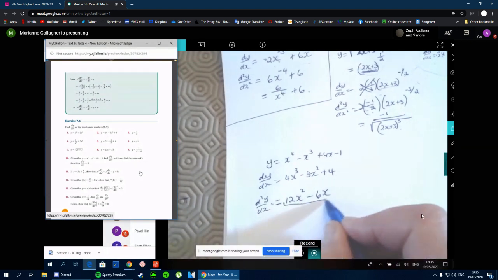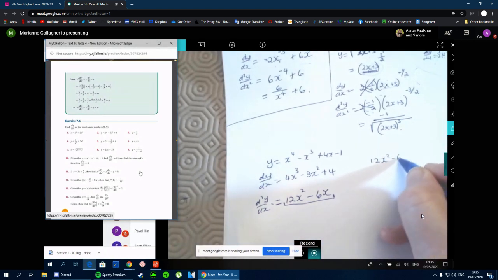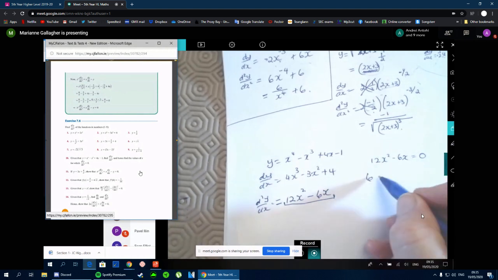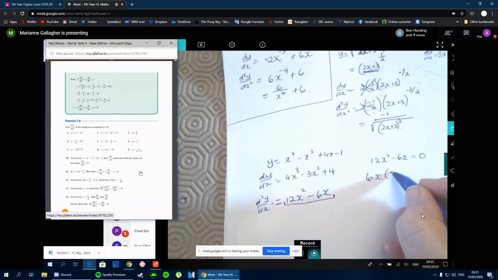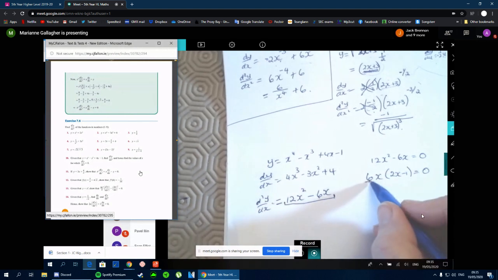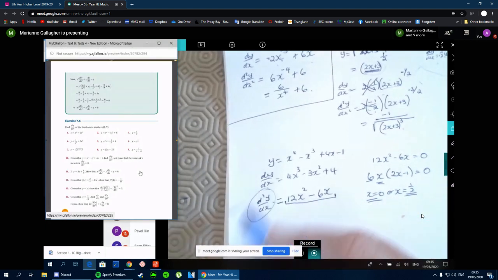Then it said find the values of x for which d2y/dx squared equals 0. In other words, what values of x make this equal to 0? So you're solving 12x squared minus 6x equals 0. You're solving a quadratic, you factorize it. First thing we can take out is 6, we can also take out x, and you're left with 2x minus 1 is equal to 0. 6 can never equal 0. x could be equal to 0, and 2x minus 1 could be equal to 0, so x could be equal to a half. So that's the 2 values of x that would make this equal to 0.